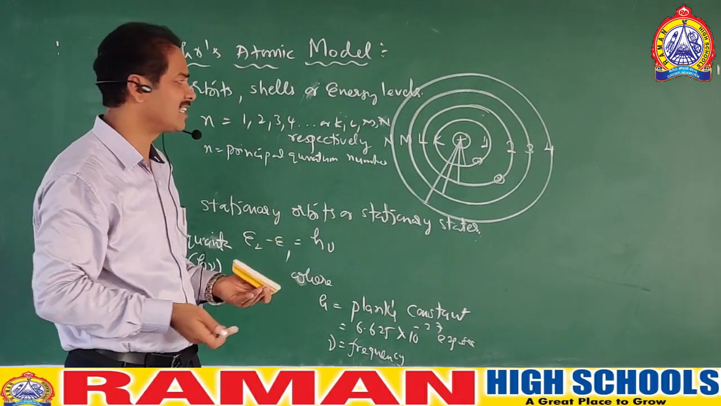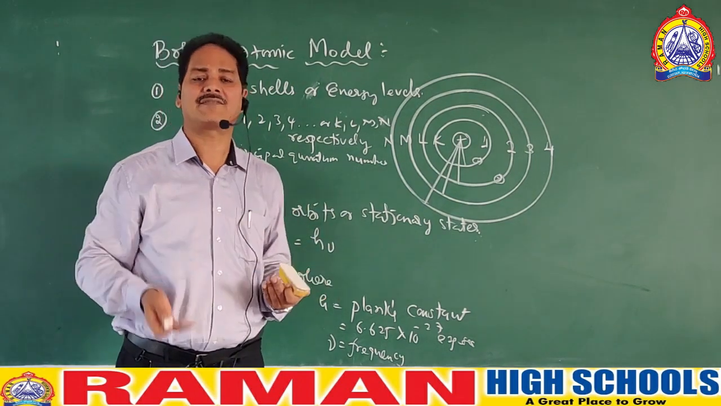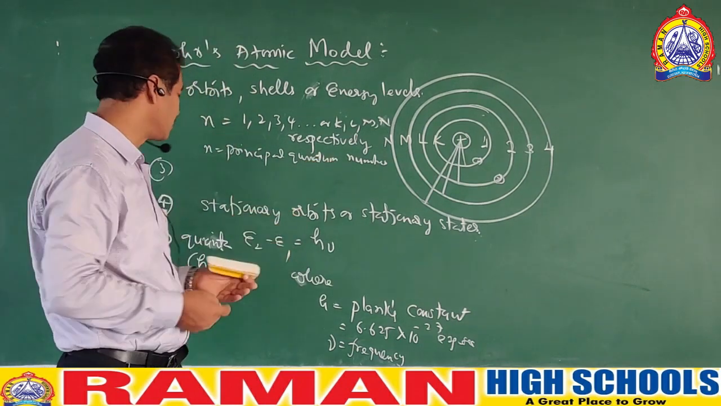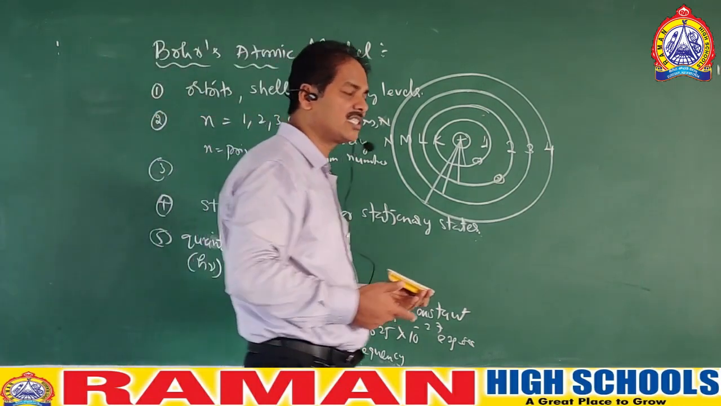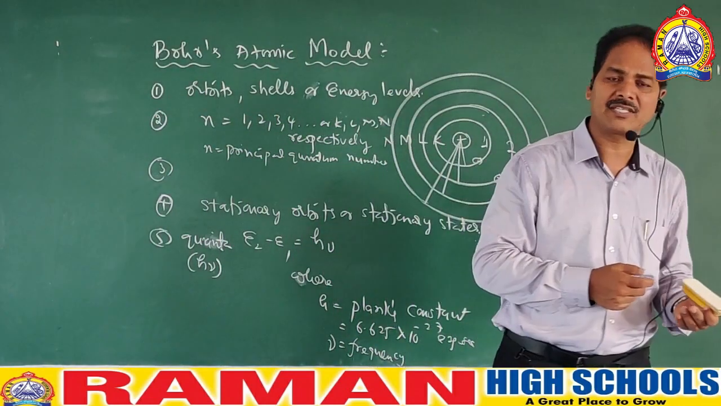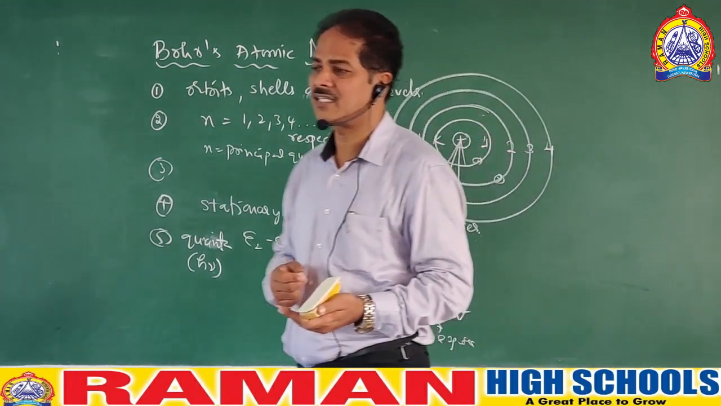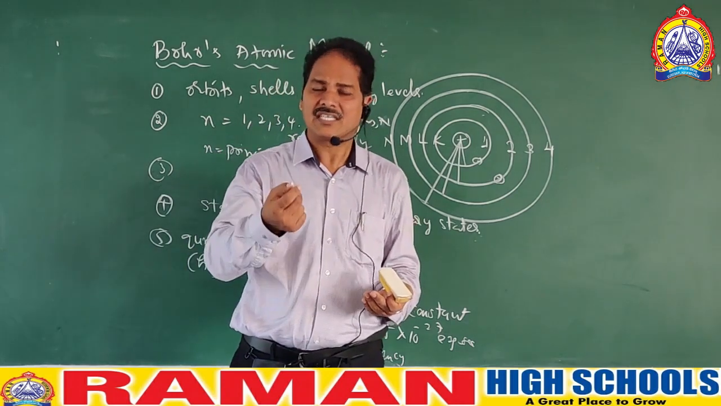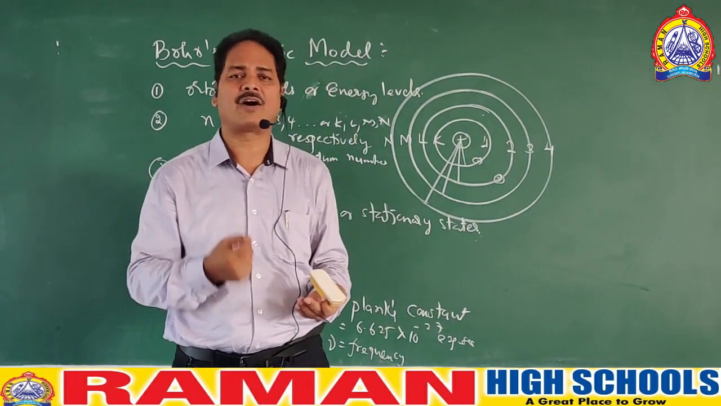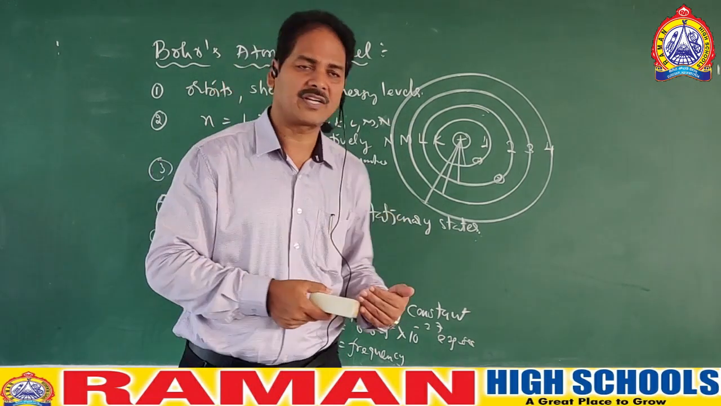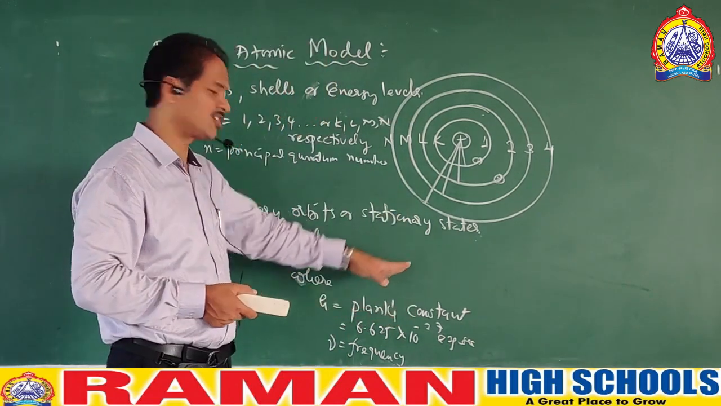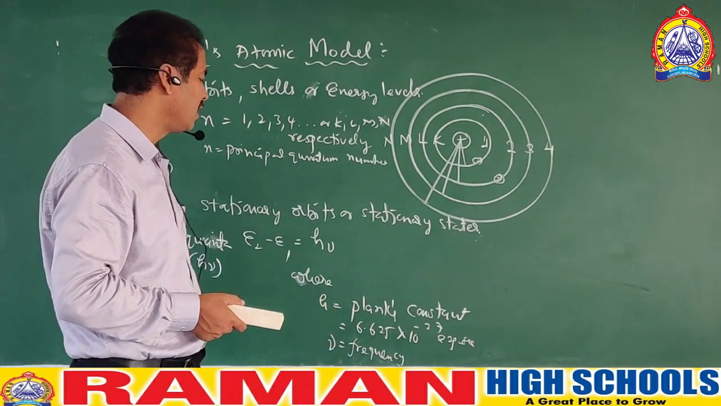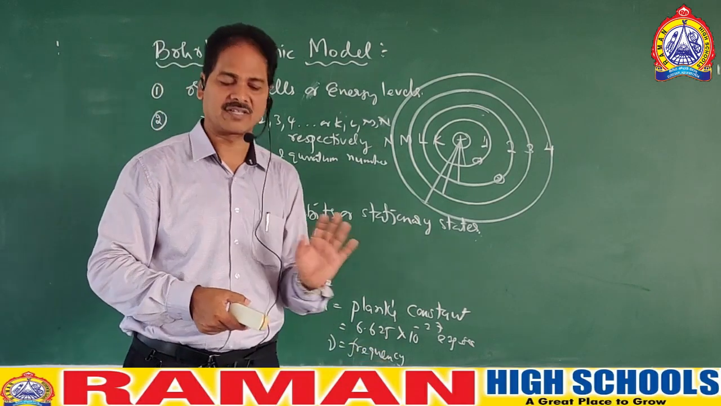As the number of orbits increases, the size of the orbits increases. As the size of the orbits increases, the energy associated with the orbits increases. So the farther the orbit, the more the energy. And these orbits neither lose energy nor gain energy, so they are called stationary orbits. The electrons present in the orbits can take energy or lose energy. The energy taken or lost will be in the form of quanta, and that should be equal to the difference of the two orbits, that is E2 minus E1 is equal to h nu, where h is Planck's constant, value 6.625 into 10 power minus 27, and nu is called the frequency.